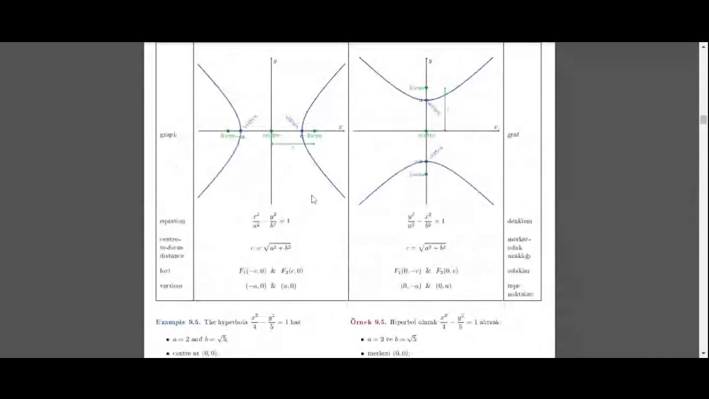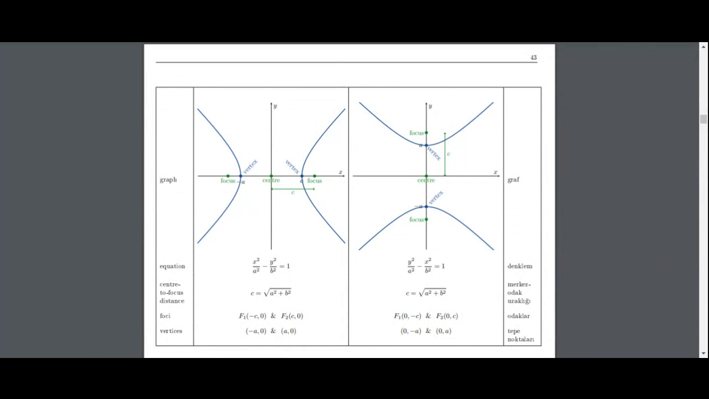Okay, now I'm going back to the page which tells us about hyperbola. Looking at the left picture, the equation is x squared over a squared minus y squared over b squared is equal to 1. But I can't write on this one. Can I get my whiteboard back? No, it's gone.